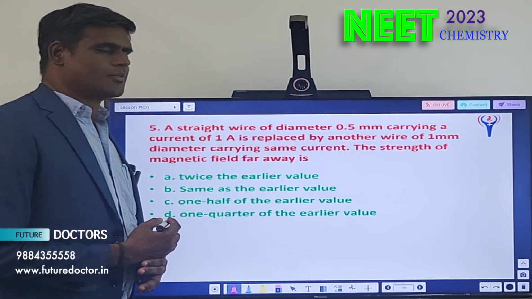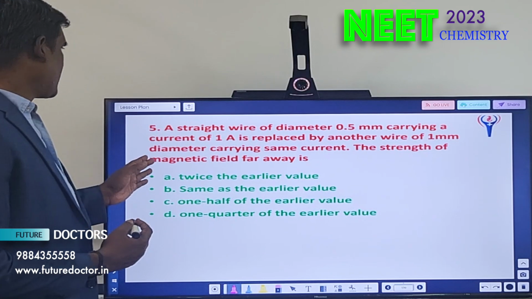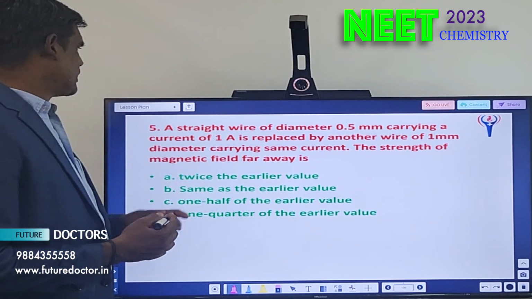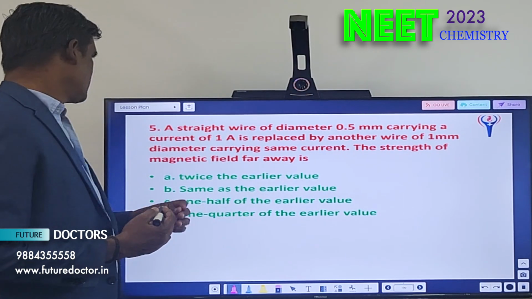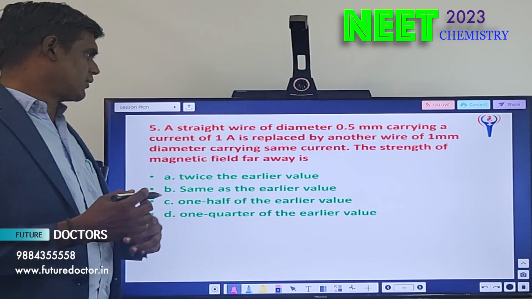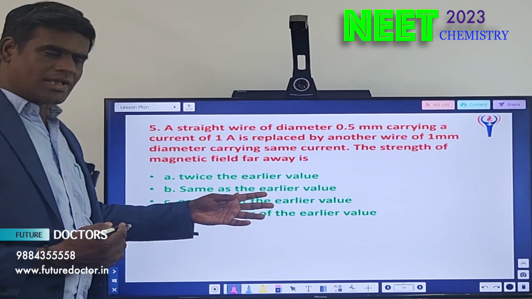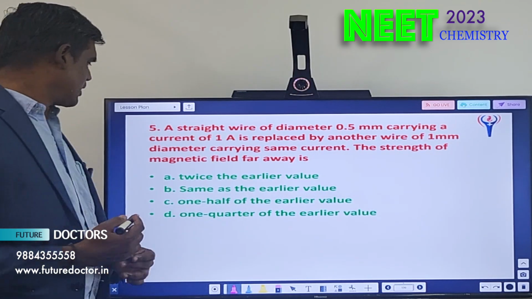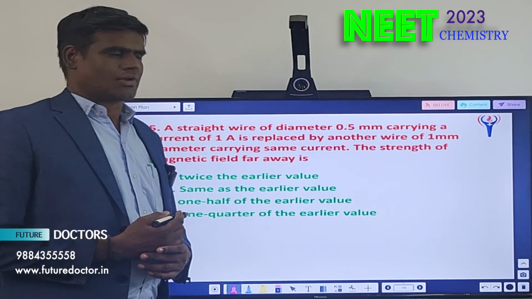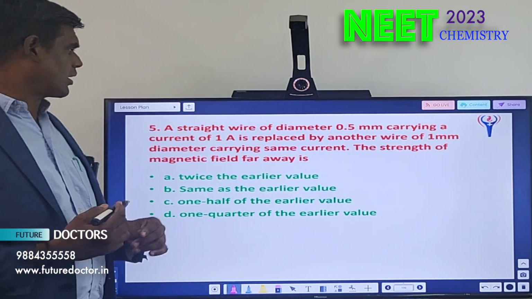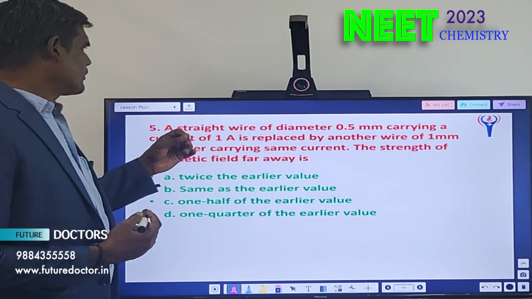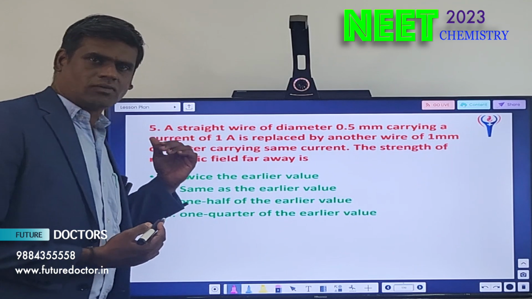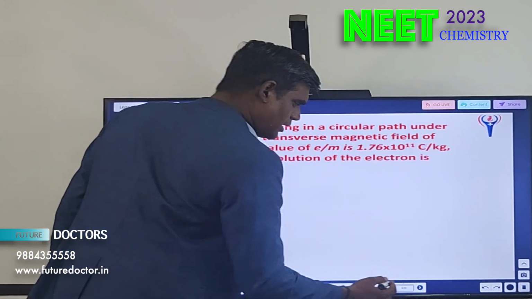A straight wire of diameter 0.5 millimeter carrying a current of 1 ampere is replaced by another wire of 1 millimeter diameter carrying the same current. The strength of the magnetic field far away is dash. A, twice the earlier value. B, same as the earlier value. C, 1/2 of the earlier value. D, 1/4 of the earlier value. Here you should know the relationship between magnetic field B and the diameter or distance. By knowing the formula, you are able to solve this question. Let's move to question number 6.